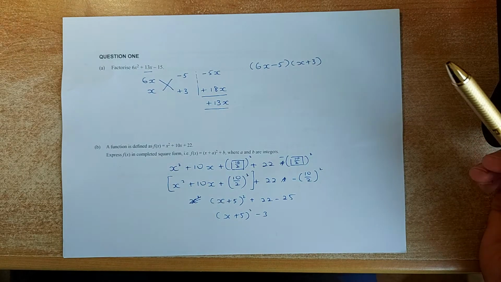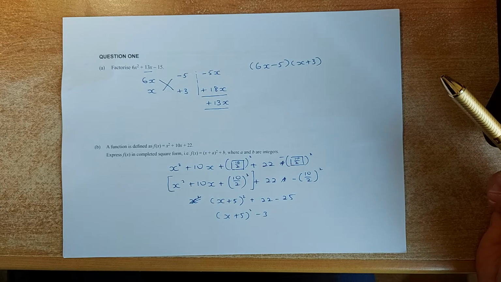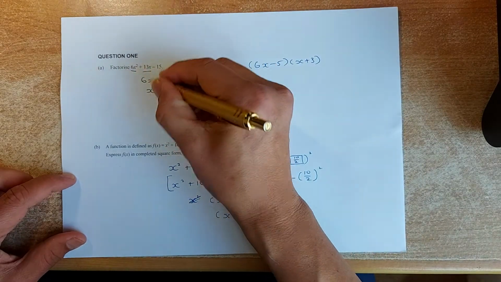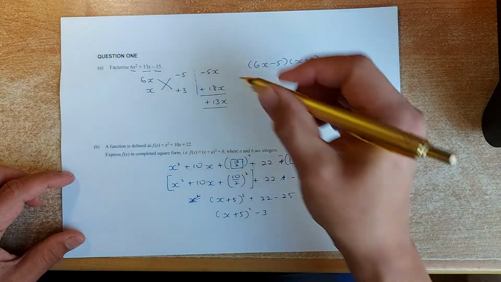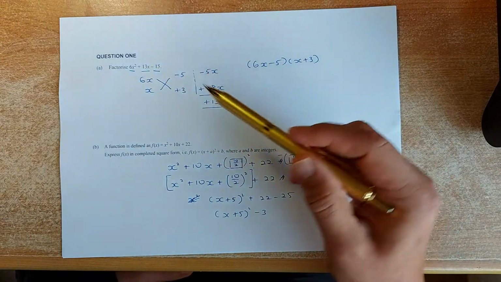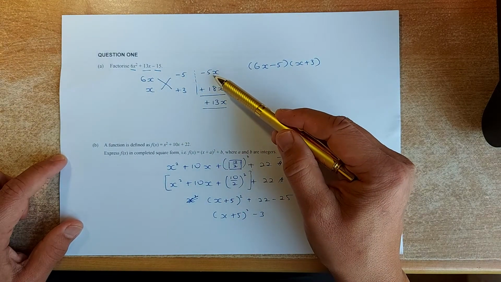There are many ways to do this, but I'm going to use the method I'm comfortable with. It's called the trial and error method. I'm going to factorize the 6x squared on the left-hand side. So 6x squared is made up of 6x and x. And I'm going to factorize minus 15, made up of minus 5 times 3. And I'm going to cross multiply. So 6x times 3 is 18x. x times minus 5 is minus 5x.